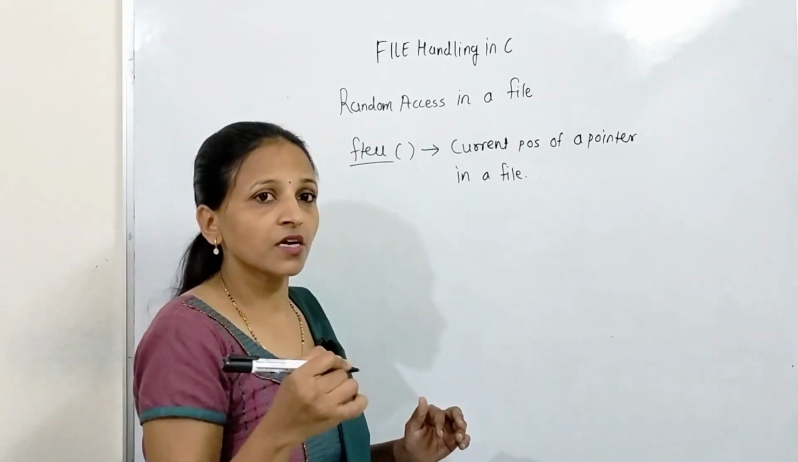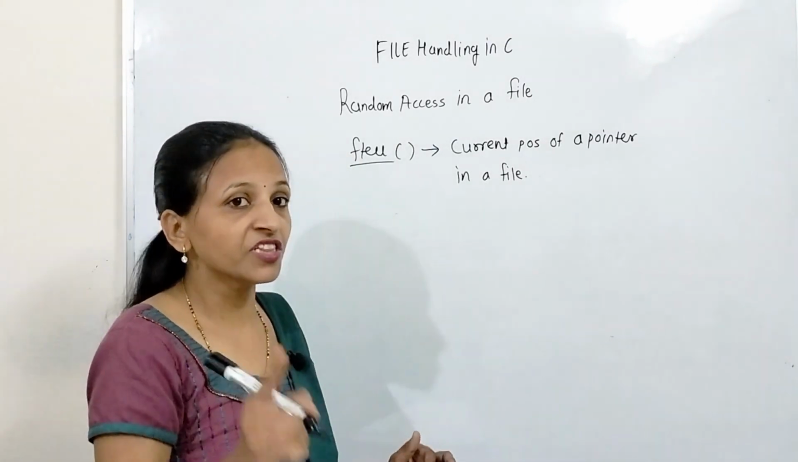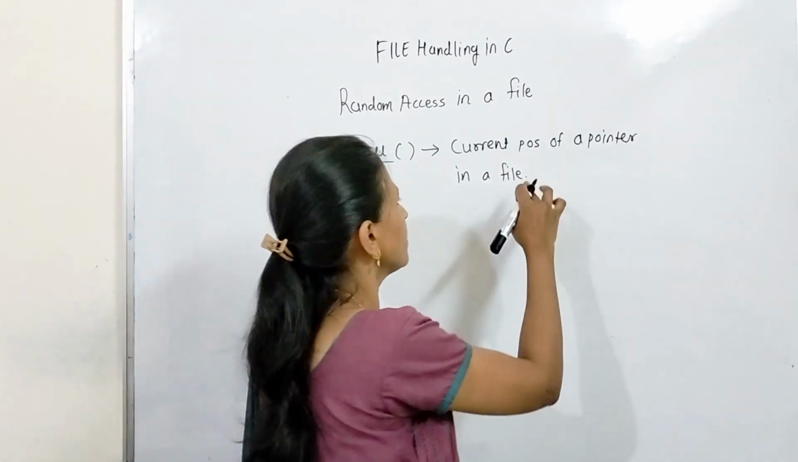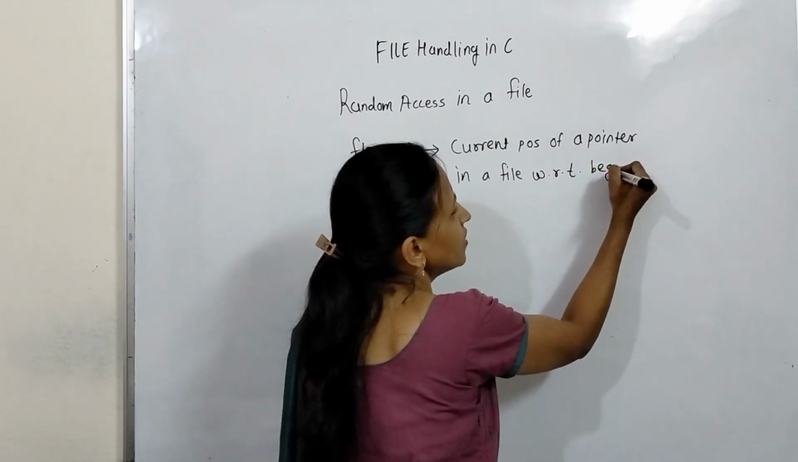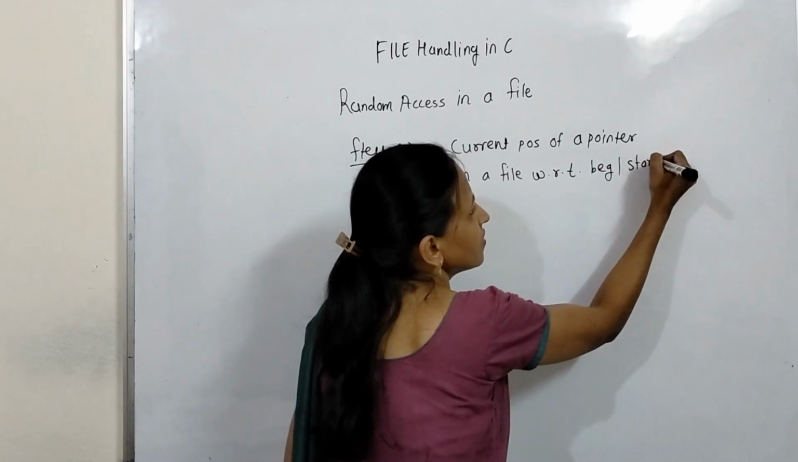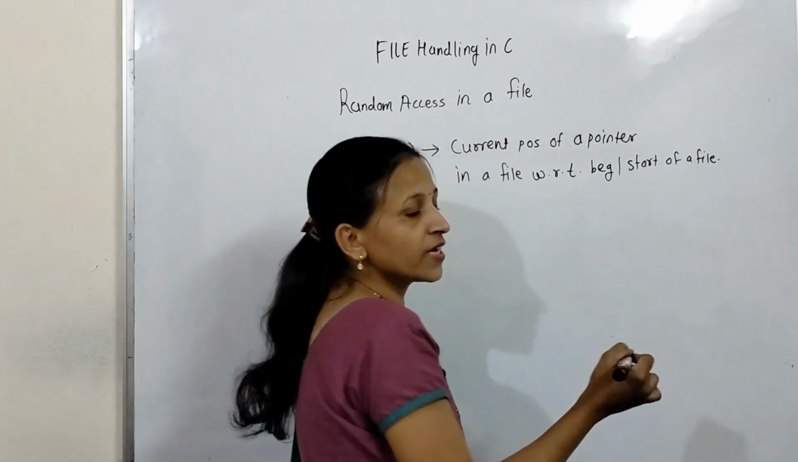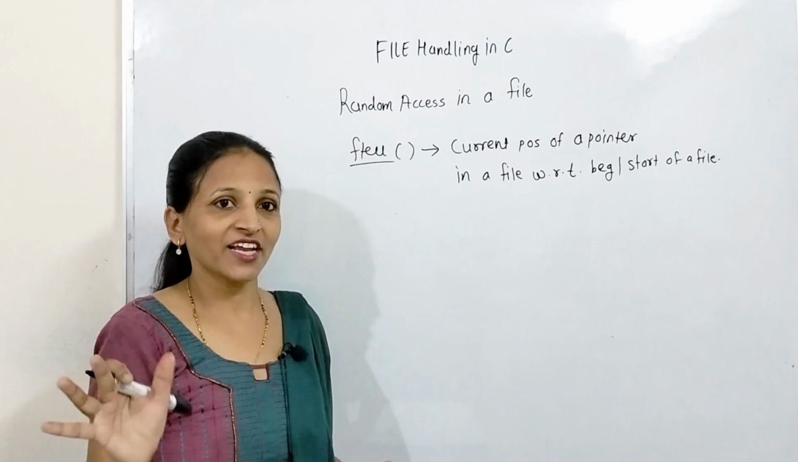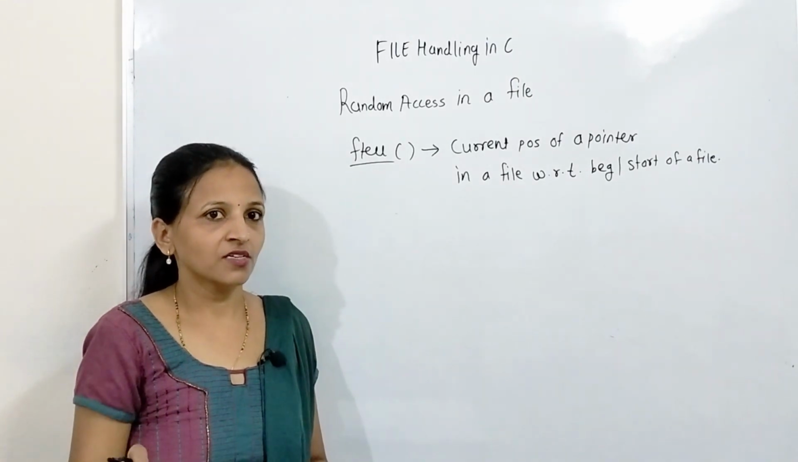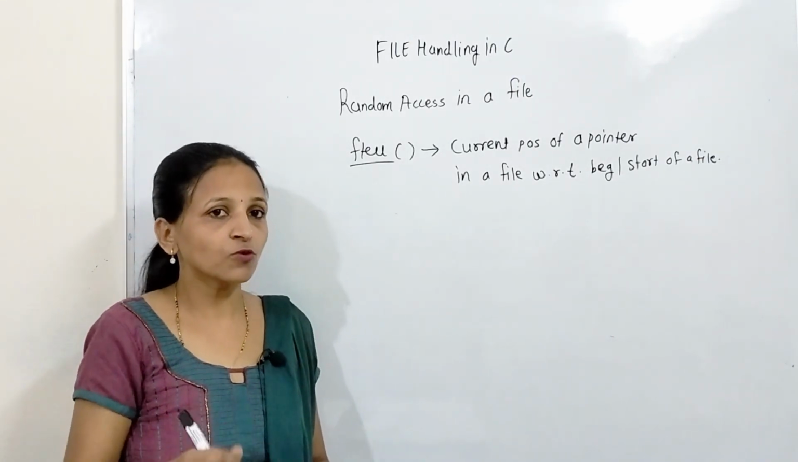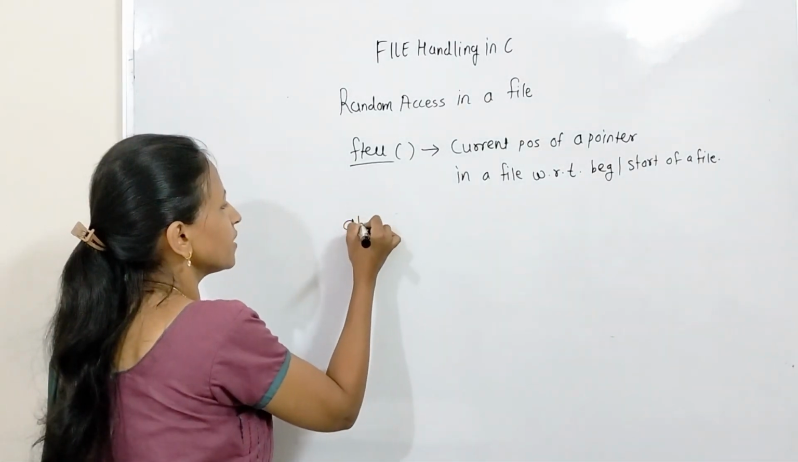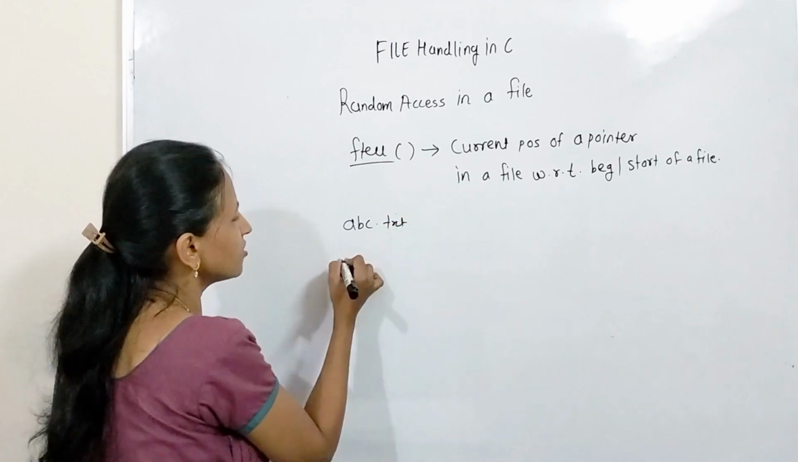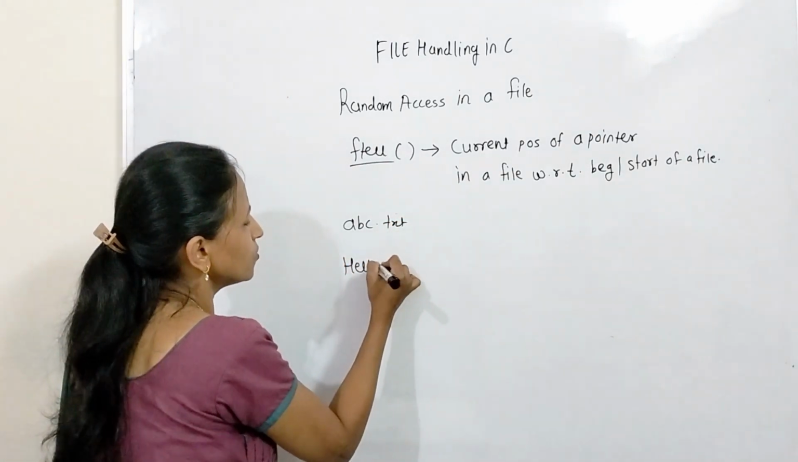Now what is this current position? It is the current position with respect to the starting of the file. It is important: with respect to the beginning or start of a file. It is the byte number that the ftell function will tell you. Now how are those bytes indexed? Let there be an abc.txt file and the contents are "hello students".